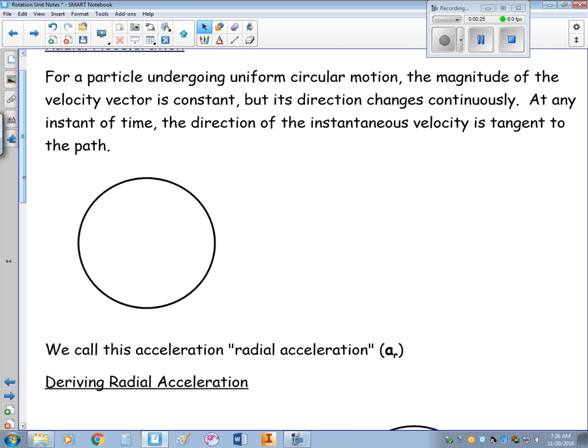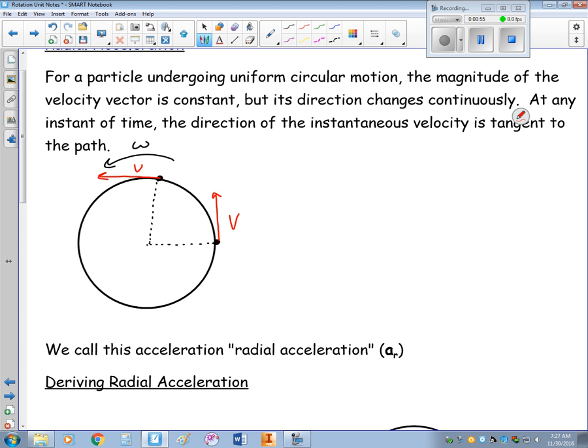So let's think about this. I got something that's spinning, and it's spinning at a nice constant angular velocity. So if I were to take a look at that particle as it goes from here to up here, we would have this tangential velocity here and here. It's going through an angular displacement.